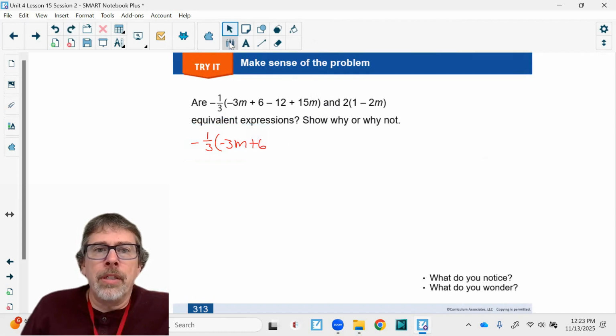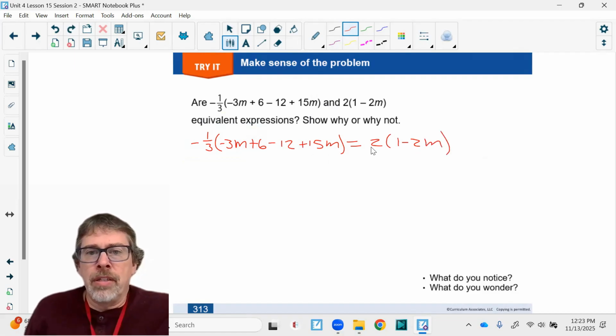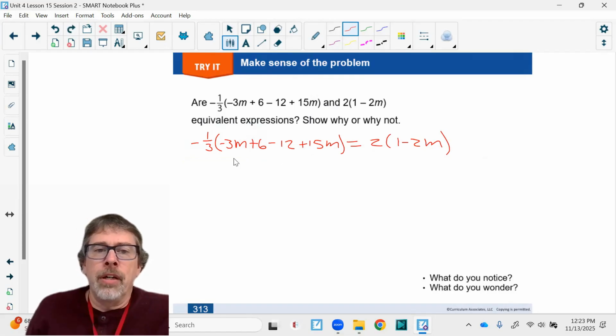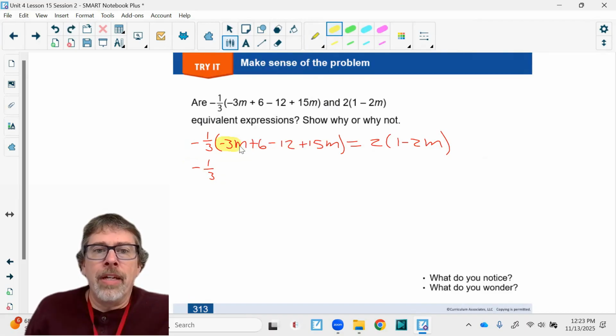Minus 12 plus 15m equal to 2 times 1 minus 2m. That's what we're trying to find. Are they equivalent? So I set these two expressions equal to each other. Well, I'm going to come back over here and simplify, and let me highlight my like terms. I have a negative 3m, I have a positive 15m. I have a positive 6, I have a negative 12.